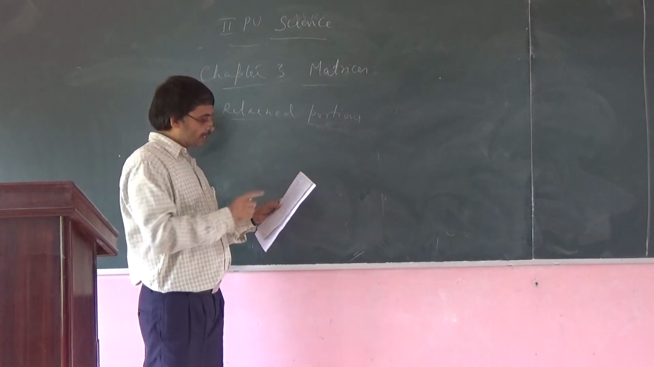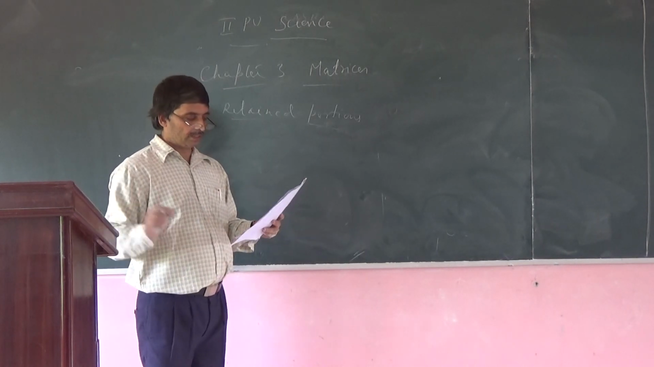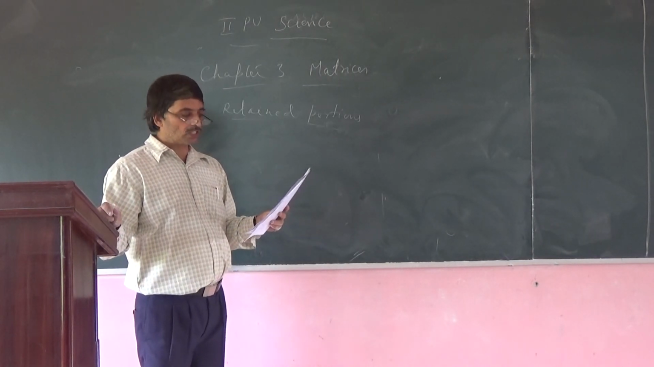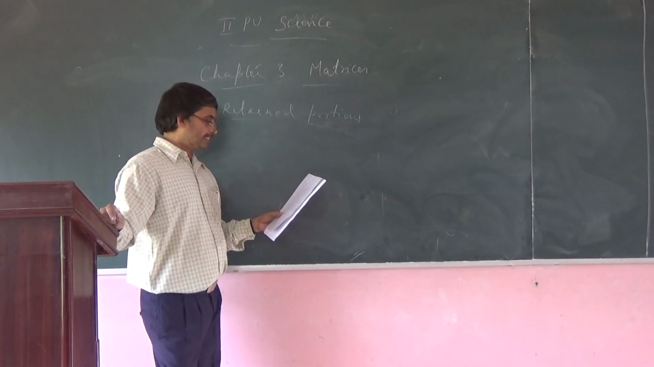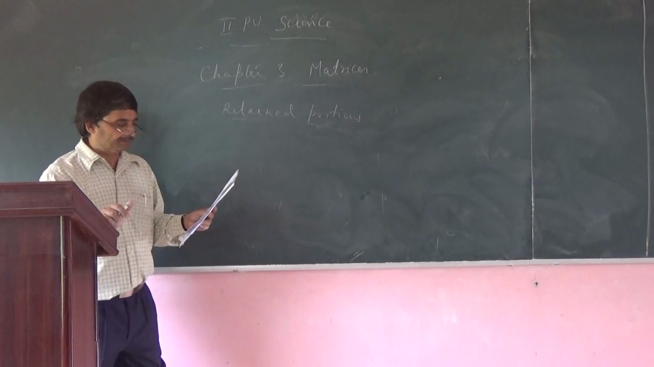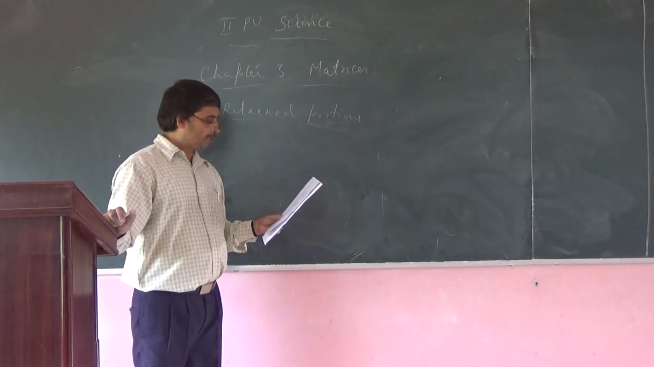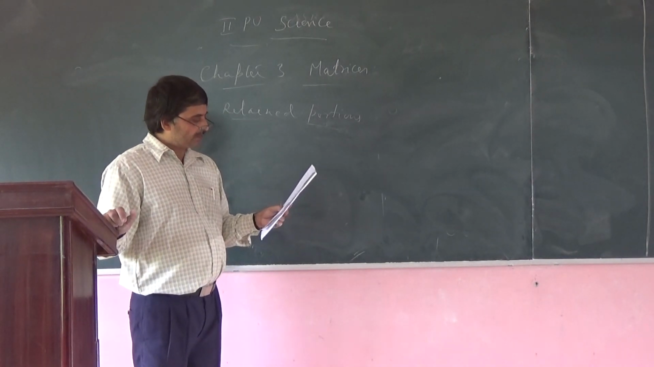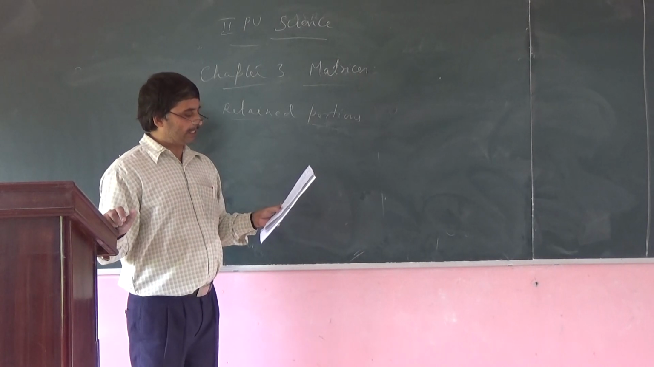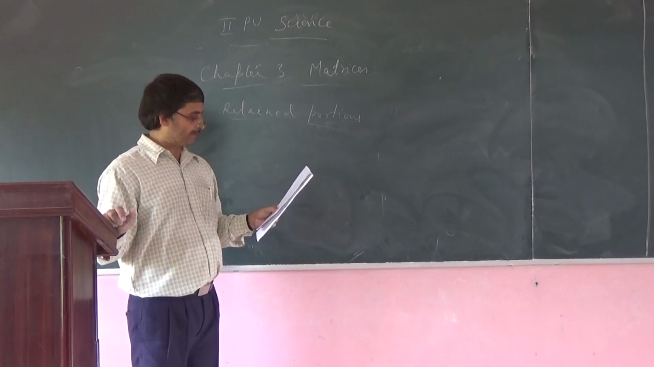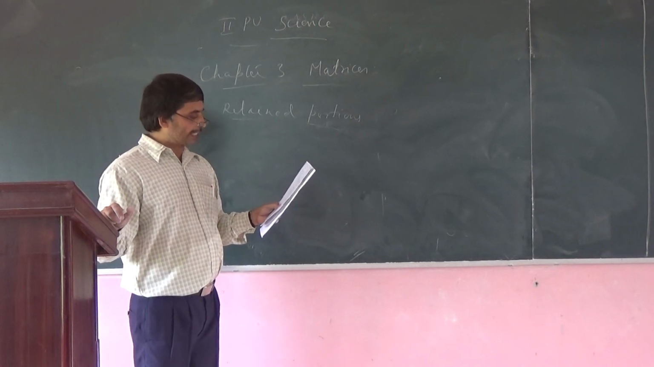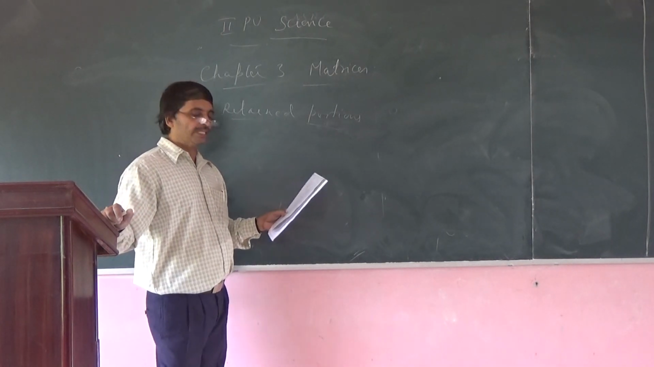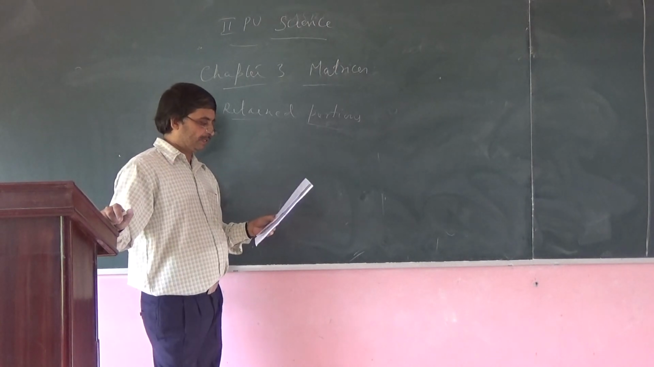The deleted portions are: existence of non-zero matrices whose product is the zero matrix; concept of elementary row and column operations; proof of the uniqueness of inverse if it exists.